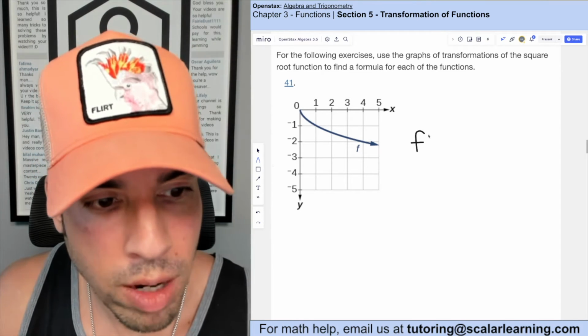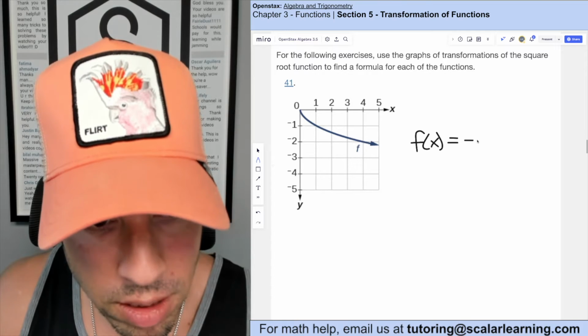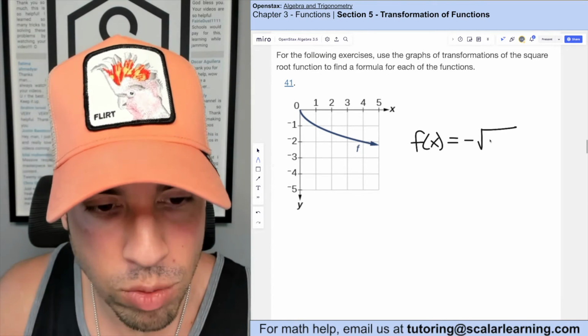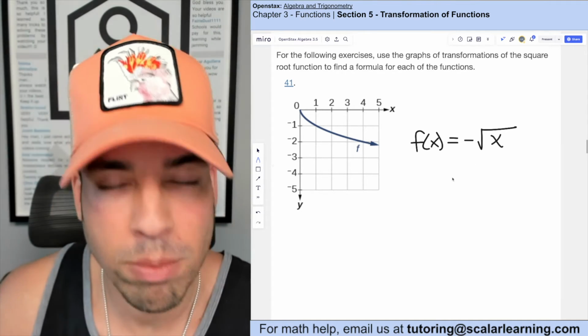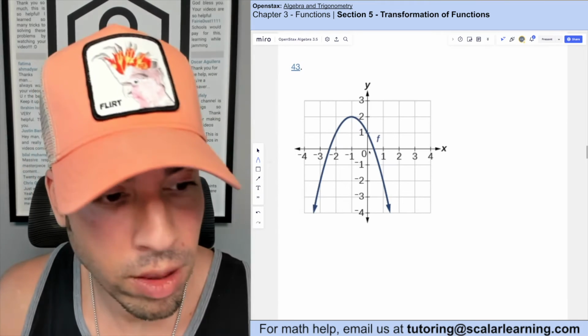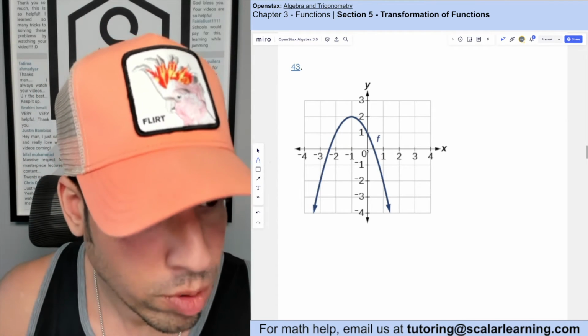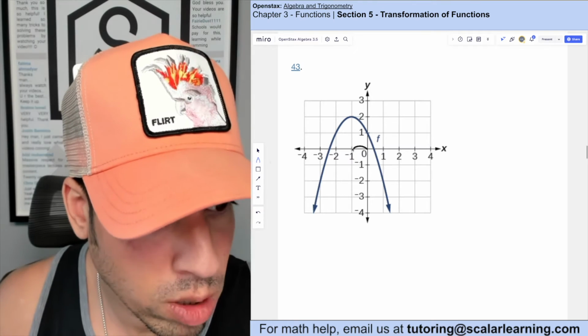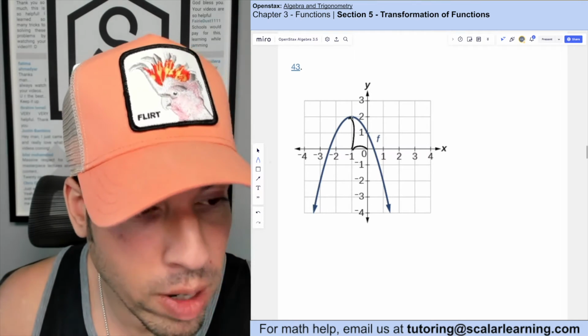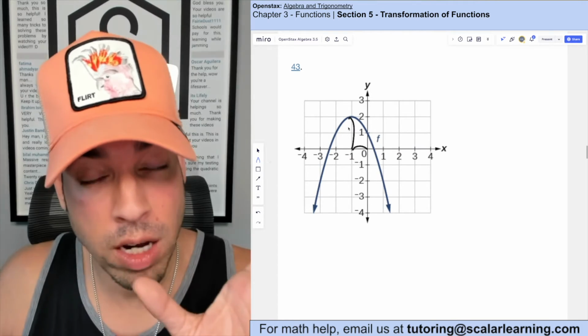So when we do that, we're applying a negative to the entire function, aka f of x equals negative radical x. Boom, done. So for this one, we've had 3 transformations, right? We've shifted it to the left by 1, we've shifted it up by 2, and then we reflected it, right? It was going up, now it's going down.